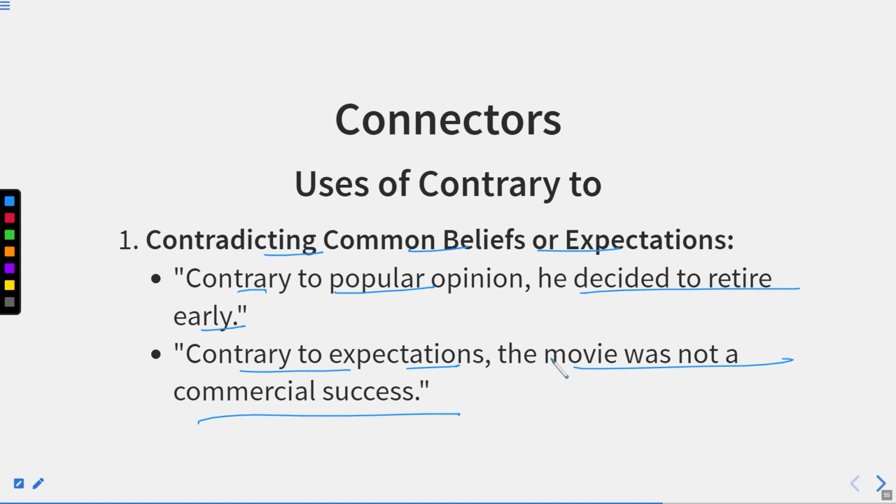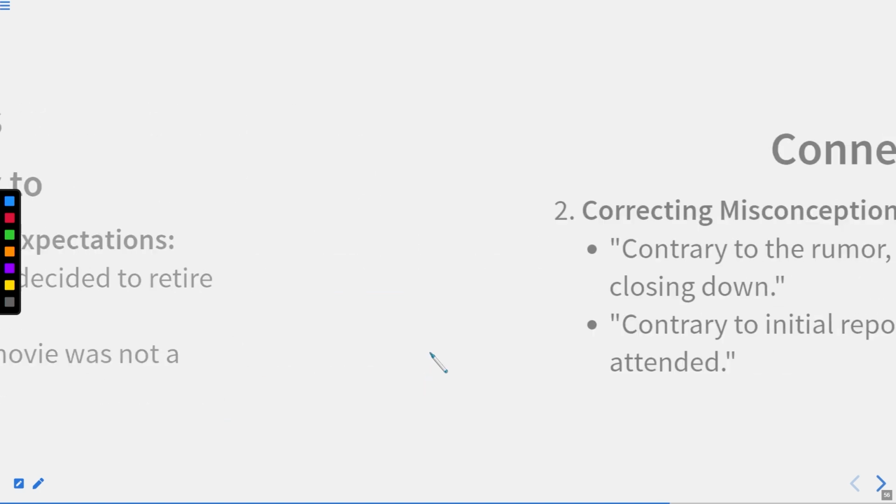Contrary to expectations, the movie was not a commercial success. It means everybody expected that the movie will be good, but it was contrary to the expectations. It means it was not expected at all. Something opposite has happened, that is, the movie was not a commercial success. It means though all the people expected that the movie will be a great success, contrary to that expectation, it was not at all. The movie was not a commercial success.